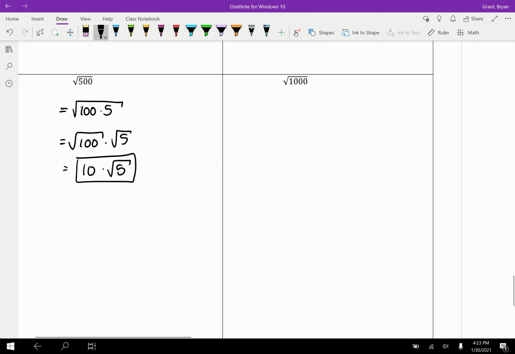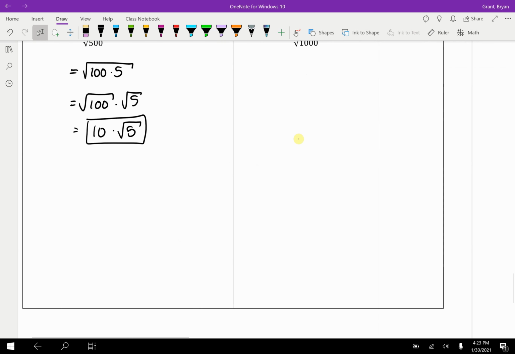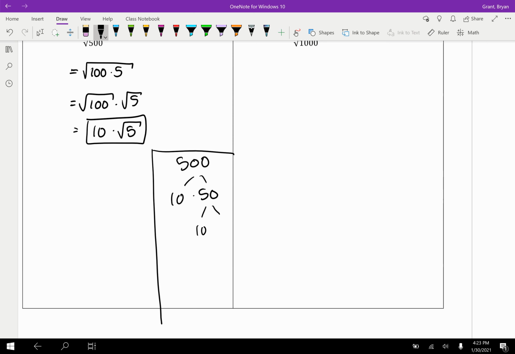Now, if you're still not great with those perfect squares, you could have broken down 500. It takes a little bit longer, but we can show this over here, right? 500, you're like, oh, maybe that's 10 and 50, and you're right. And this is 10 times 5. I should be crossing these out. This is 5 times 2, 5 times 2.